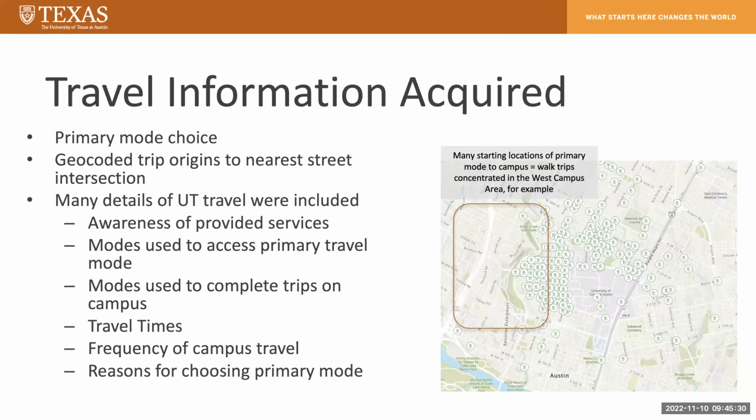We acquired a great deal of information. One of the primary subjects obviously was, what's the primary mode choice? We geocoded the trip origins to the nearest street location since we couldn't ask exact addresses; the university wouldn't allow that. We got many details of travel, including whether the respondents were aware of transportation services provided by the university, modes used to access primary travel, modes used to complete trips on campus, travel times, and one very interesting piece of information, frequency of campus travel. How frequently do people come to campus, and the reason for choosing primary modes.